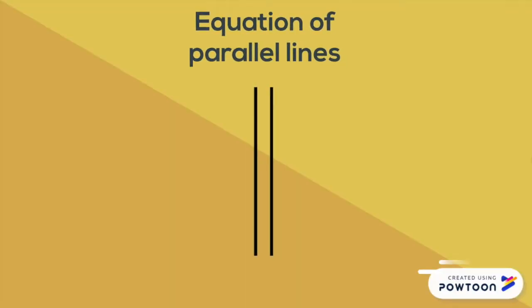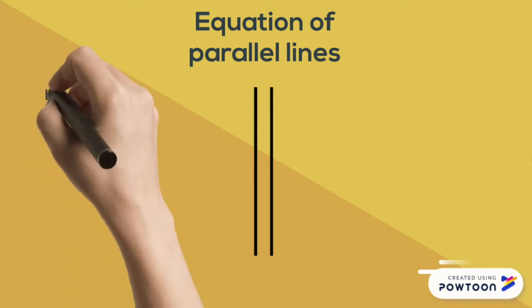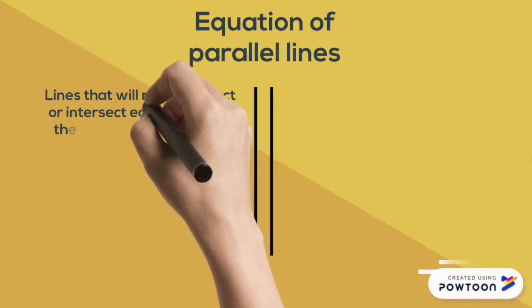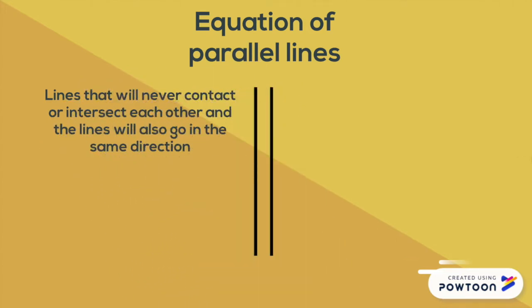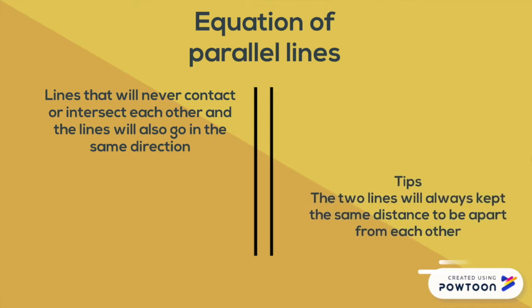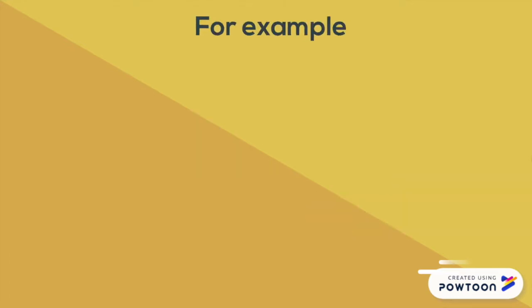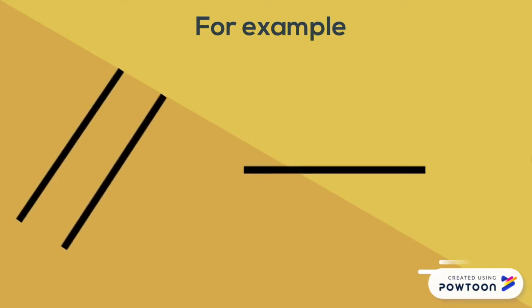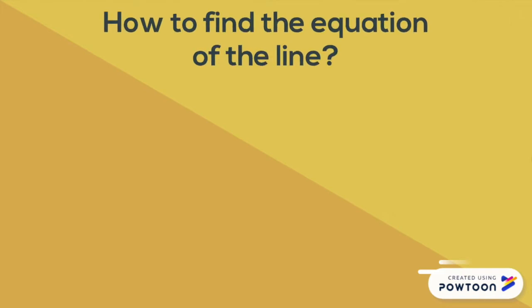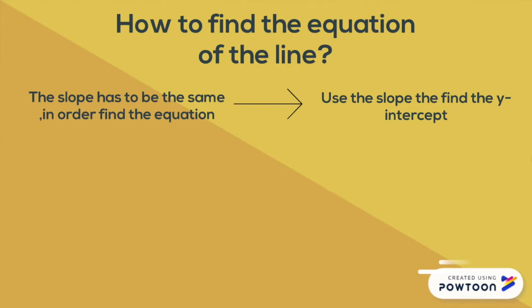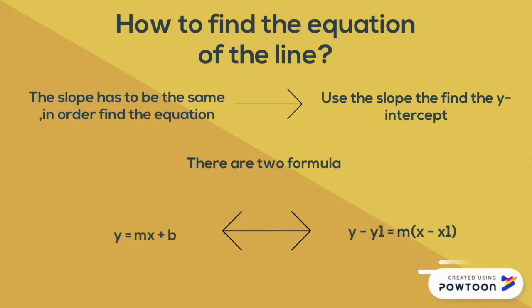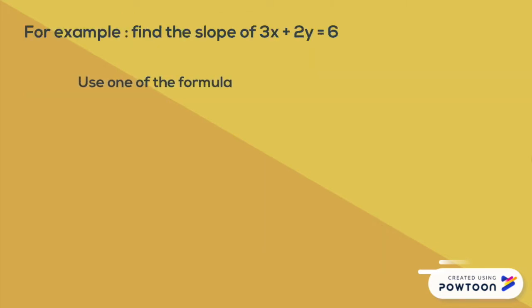So, what are parallel lines? Parallel lines are lines that will never contact each other or intersect, and they go in the same direction. As a tip, you can just look at the distance apart from each other. It will be the same as they go along together. For example, this one, or like this. Okay. So how do you find the equation of the line? First, the slope has to be the same, and then you can use the slope to find the y-intercept. There are two formulas, which are y equals mx plus b and y minus y1 equals m times x minus x1.